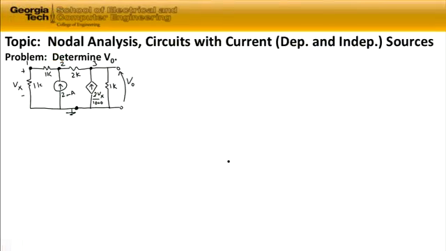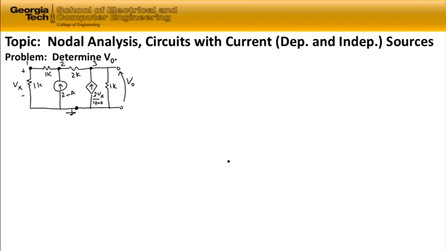The topic of this problem is nodal analysis, and we're going to solve circuits with current sources in them. In particular, we have a problem that has both dependent and independent current sources. The problem itself is to determine V sub 0. That's the output voltage across the 1 kilo ohm resistor on the right-hand side of the circuit.